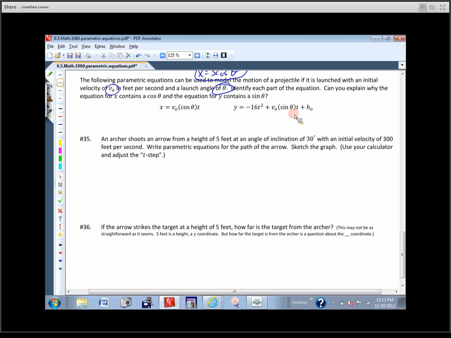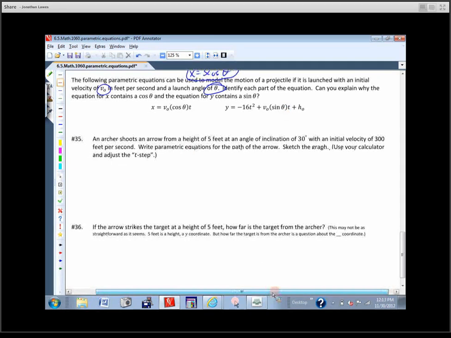So on this particular problem, and this is in your textbook, I think this is part of your assignment, it says an archer shoots an arrow from a height of 5 feet at an angle of inclination, so he launches it upward a little bit, of 30 degrees with an initial velocity of 300 feet per second. Write parametric equations for the path of the arrow, sketch the graph, use your calculator and adjust the t-step. We'll do that in just a second. So let's come up with the equation first of all.